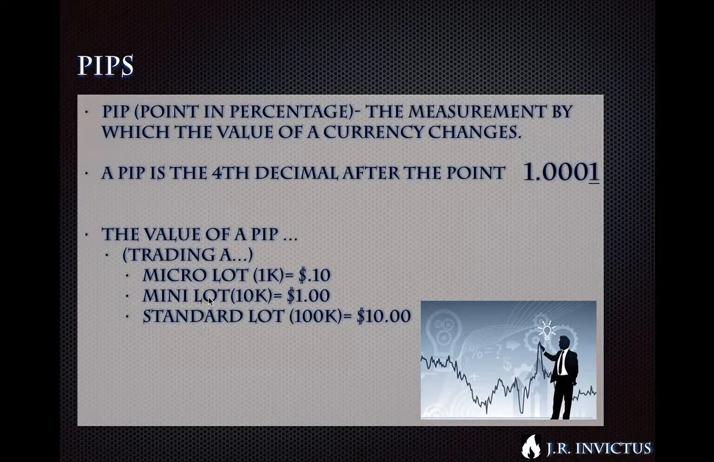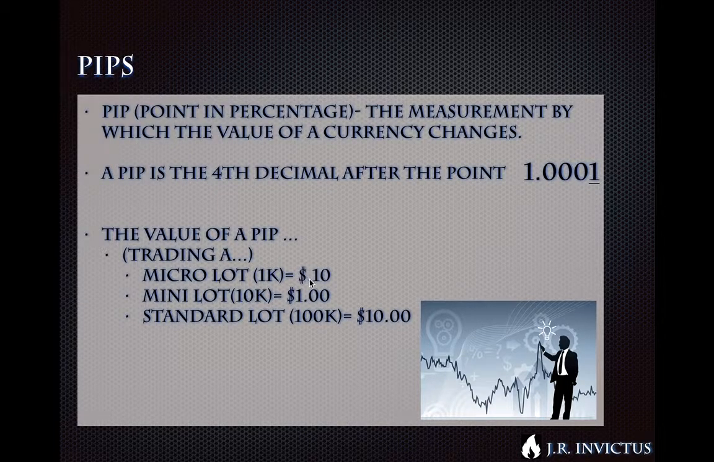1.0 is standard. 0.10 is a tenth of a standard lot. So a mini lot is 1/10. So that is 0.10, and that's 10,000 units. And then a micro lot is a tenth of that. So 0.01 on your platform, 0.01 lots equals 1,000 units. Make sense?